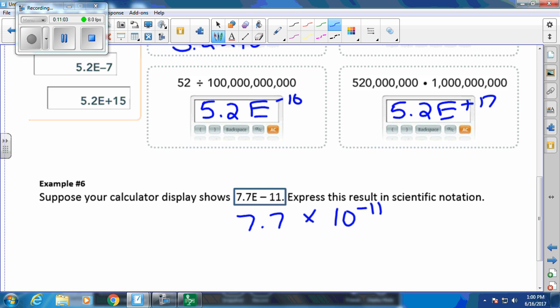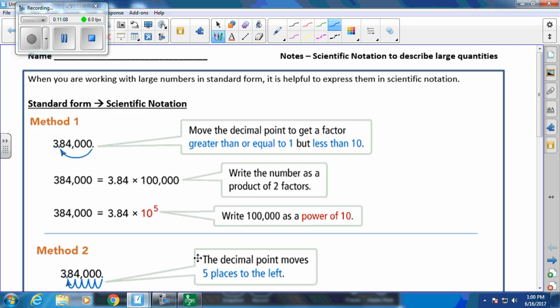So now we are going to go to the notes, and I apologize for talking so much, but we're going to go to the notes for today that I wanted to get through today. And again, it's very similar to what we were just talking about. It says when you're working with large numbers in standard form, it is helpful to express them in scientific notation. We can compare the numbers a lot easier.